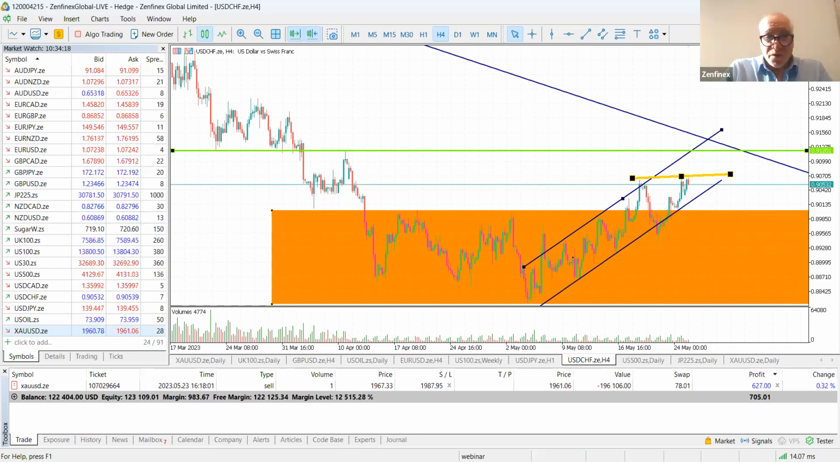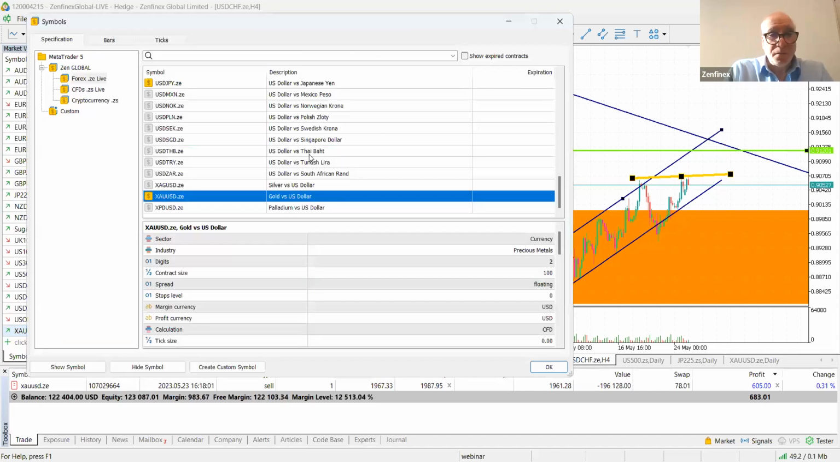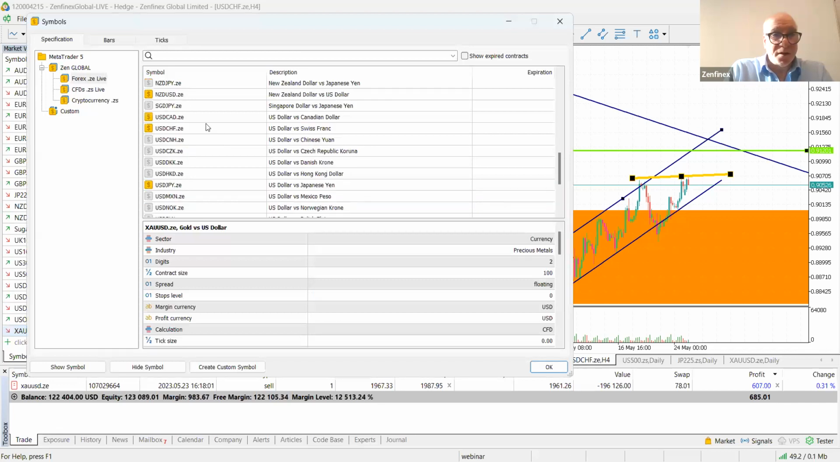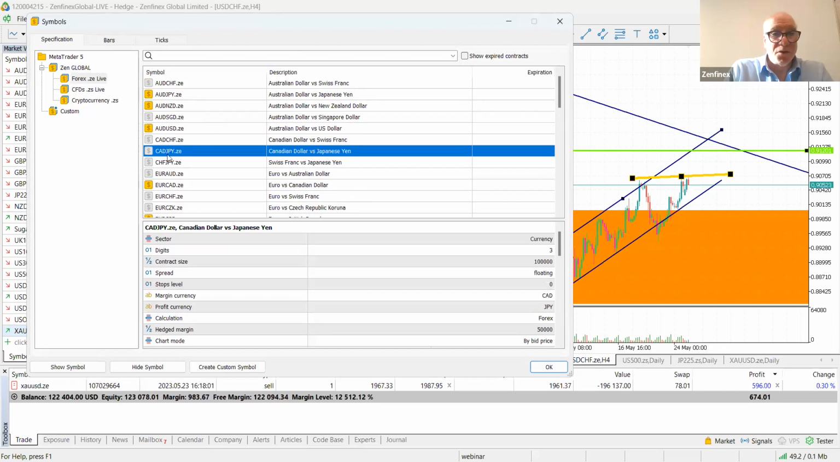Okay. Are there any questions or requests? Okay, I've got a question here. Can we look at the CAD JPY? Yes, sure. CAD JPY. Let's move this out of the way. No, I might have to add it in. So let's see if I can find it. CAD JPY.